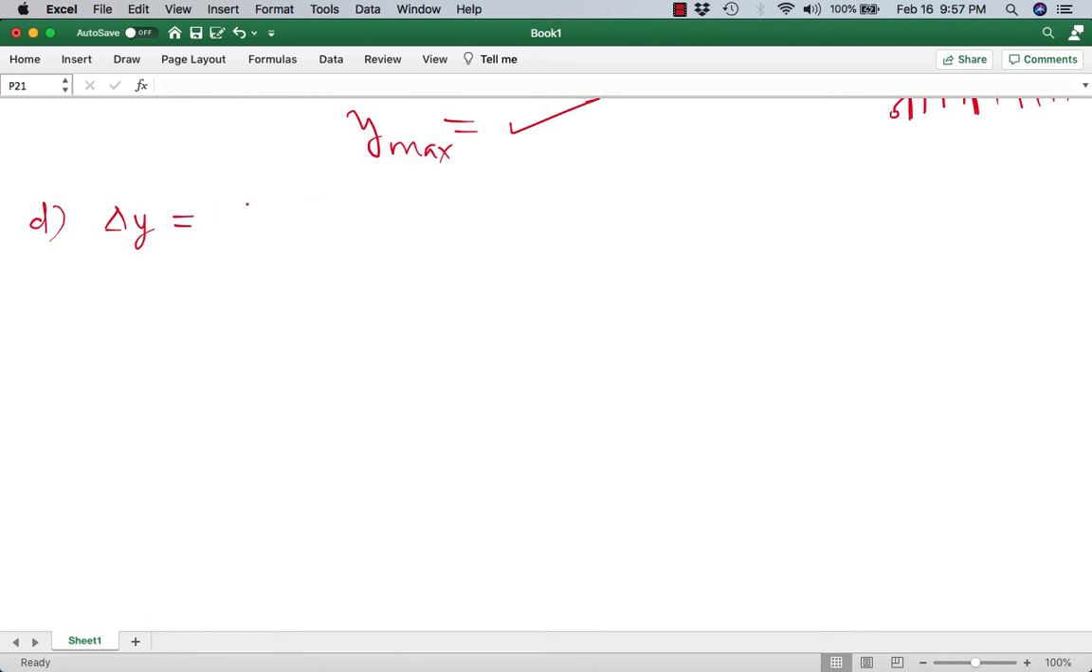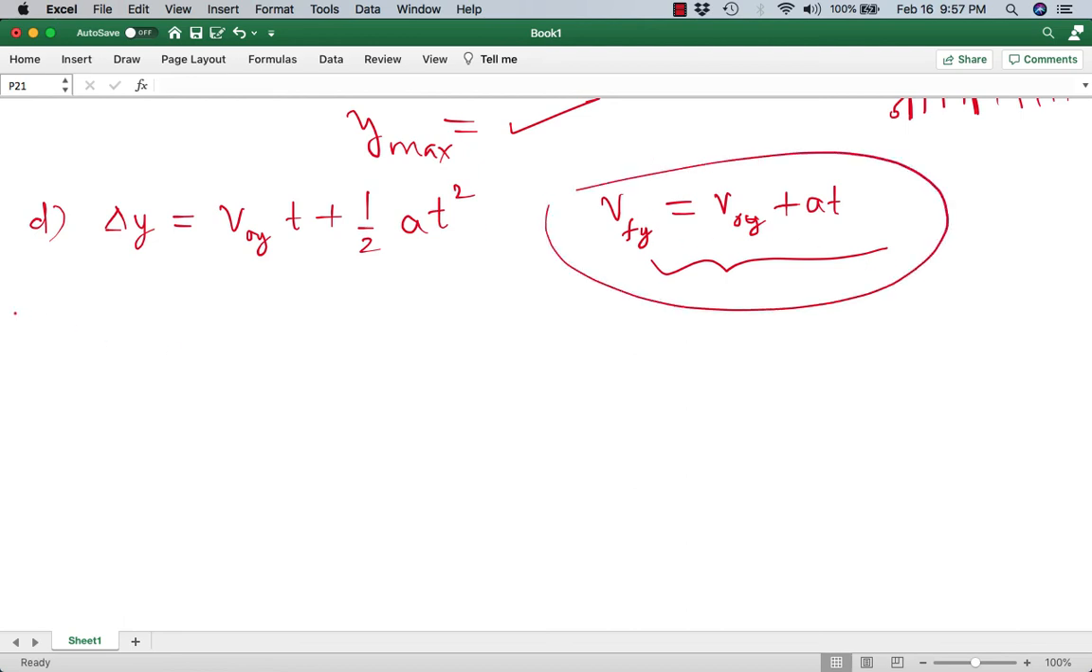So we have two formulas here that involve time. One is this one, Δy = V0y t + 1/2 a t², and the other one is V final y = V initial y + at. So you can use either one, but whichever is simpler, you can just use the one that involves less calculation. So it seems like this is simpler, so I'm going to use this one only.